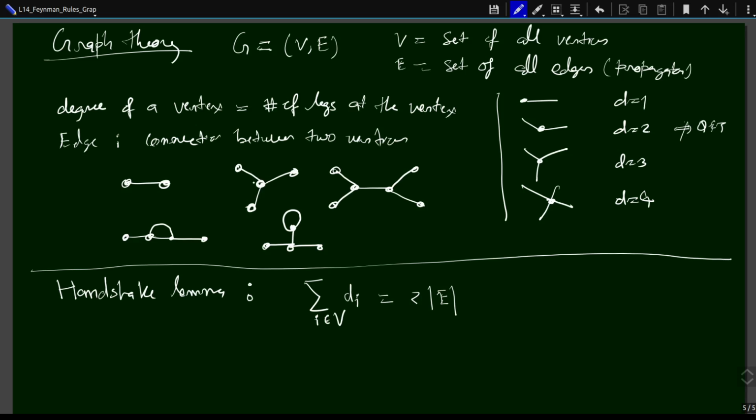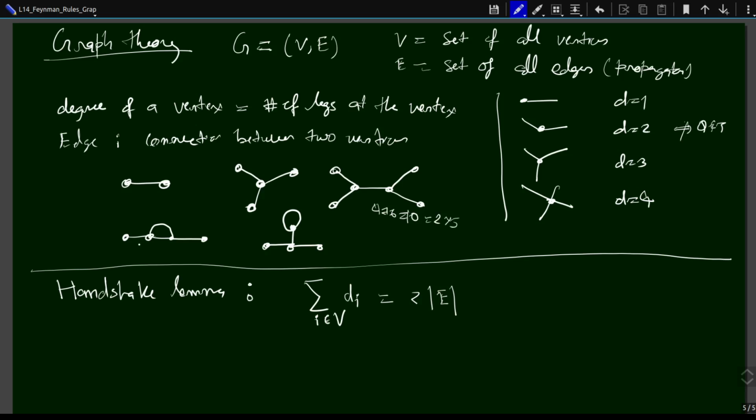So 3 plus 3 is 6, which is the total, but here we have 3 edges. So that is 2 times 3 is 6. Come to the last diagram on the top row. I have 4 vertices with degree 1, that's 4, and I have 2 vertices with degree 3, so that is 6. So 4 plus 6 is equal to 10. And that is 2 times 5, because there are 5 edges.